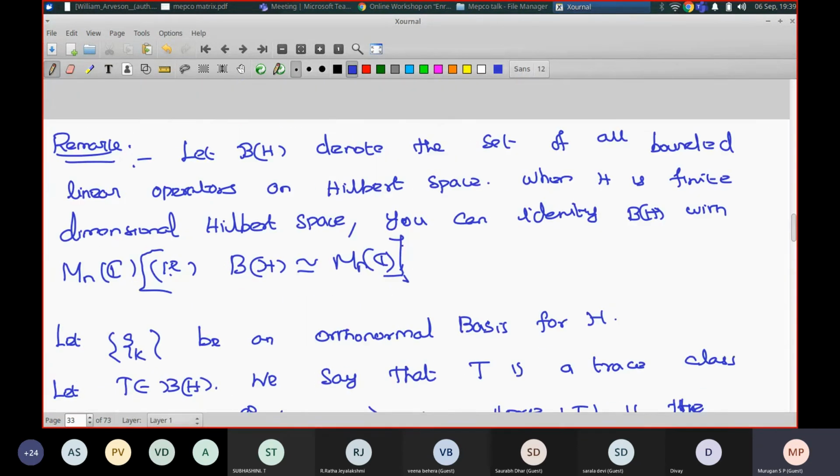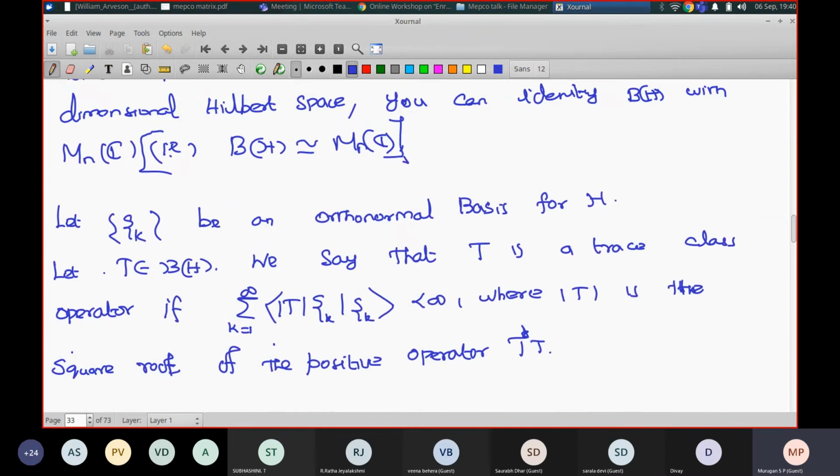So here I want to mention a remark. You know H is a Hilbert space. This is a famous theorem, Schatten's theorem. This is very useful when you study von Neumann algebra and C-star algebra theory. I am here just mentioning the fact; I am not going to prove anything, it is a big theorem. Let B(H) be the set of all bounded linear operators on the Hilbert space. When H is a finite dimensional Hilbert space, you can identify B(H) with M_n(C). That you know.